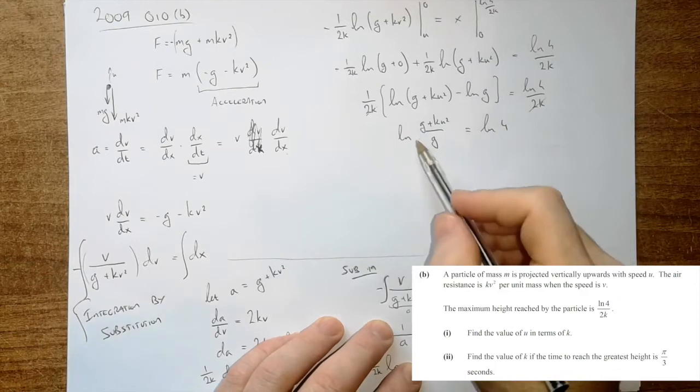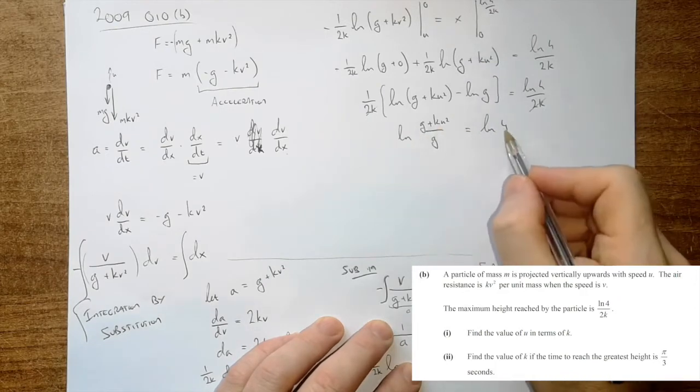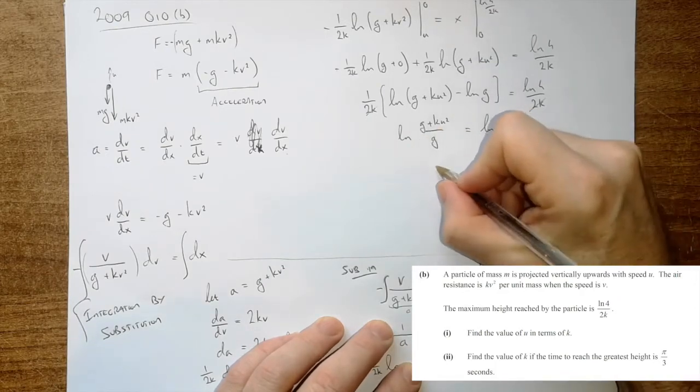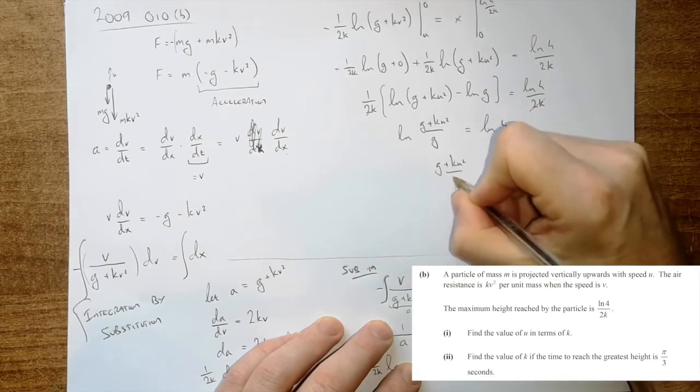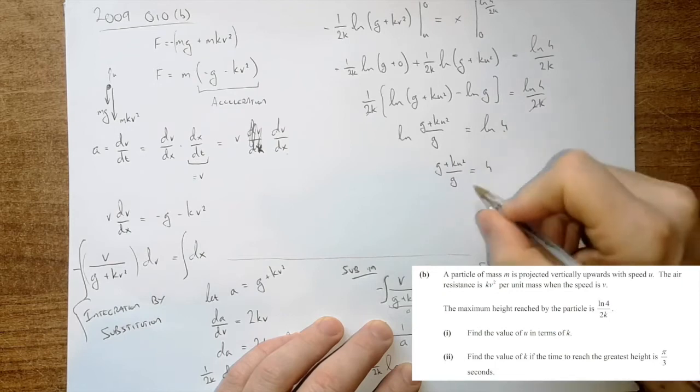Now at this point, the terms inside have to be the same. So therefore, g plus ku squared over g equals 4.